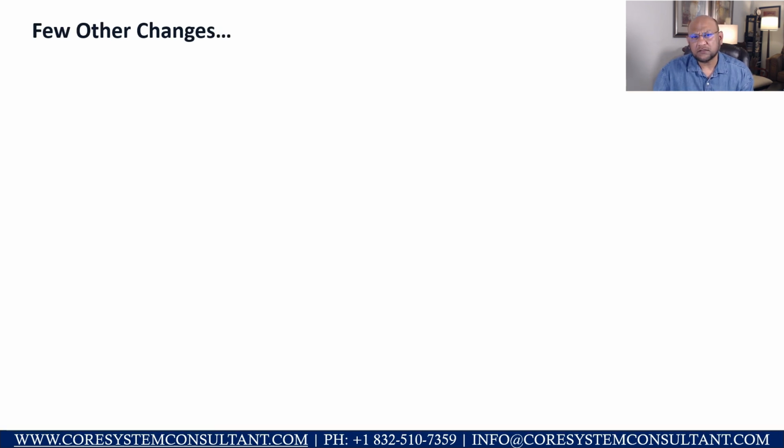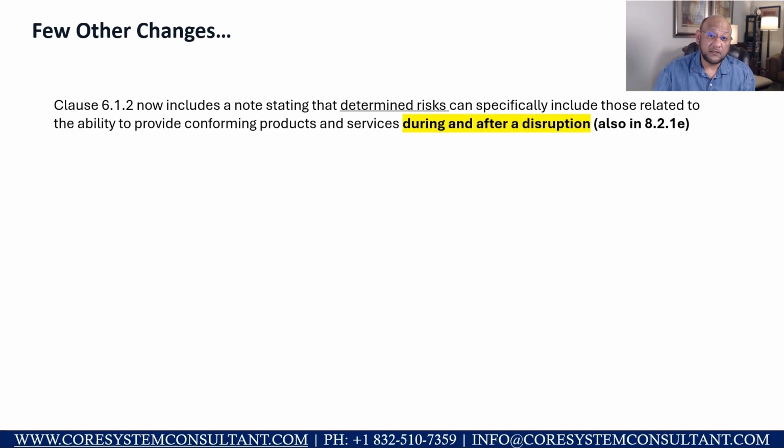Now, there are a few other changes which I would like to highlight just to give you an idea. There is a 6.1.2 clause, and there is a note in that, which discusses determining the risk during and after a disruption. Now, this is a new thing that they have incorporated into the 2026 version, which is an interesting phenomenon, by the way. Not that it was not done before, because when you determine the risk to the quality of product and services, you must have been addressing this thing. But now the standard is making it explicit so that the companies may not miss it out. And then there is another clause 8.2.1e, which also discusses this disruption thing. So that is a minor change in the standard, just to highlight.